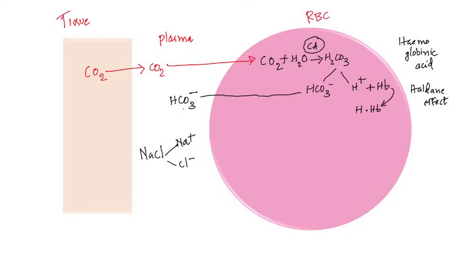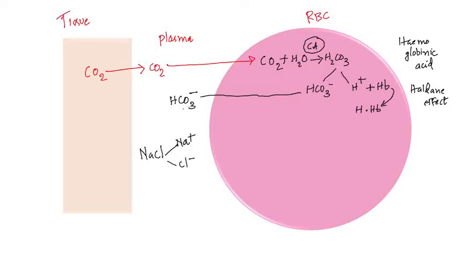In order to compensate for the loss of this one negatively charged ion, which has moved out of the RBC, another negative ion from the plasma is going to migrate into the RBC. That's how the loss of a negative charge is compensated. Simply, another negative ion is going to move into the RBC, and that's how the electrical imbalance is now compensated.